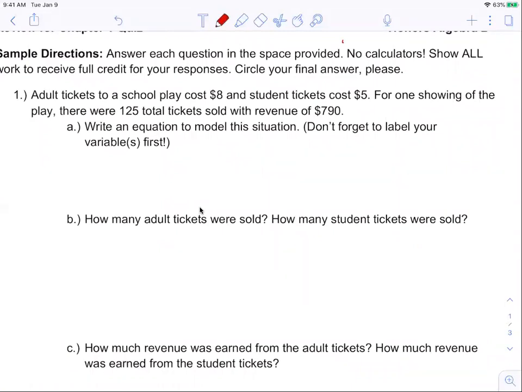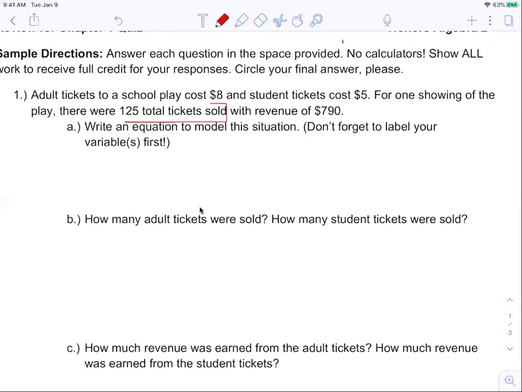So this one is a little different. This is actually the type of word problem that we looked at the very first day of school in section 1-2. That's where we started. Adult tickets for a school play cost $8 and student tickets cost $5, which is, I think, what our school play typically is. It might be a little more, it might be 10 and 8 this year or last year, but around that price. For one showing of the play, there were 125 tickets sold.